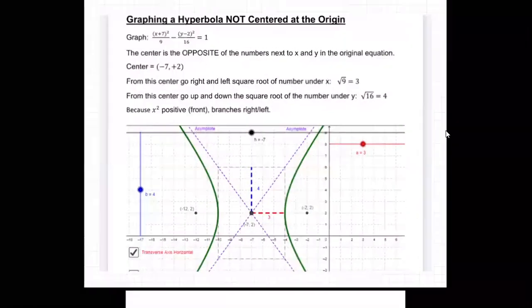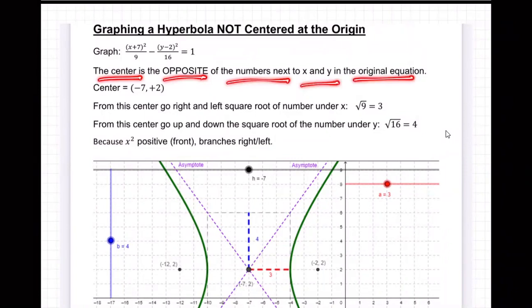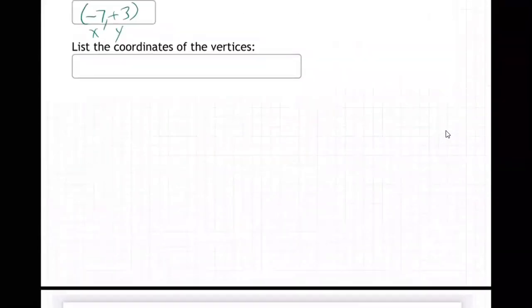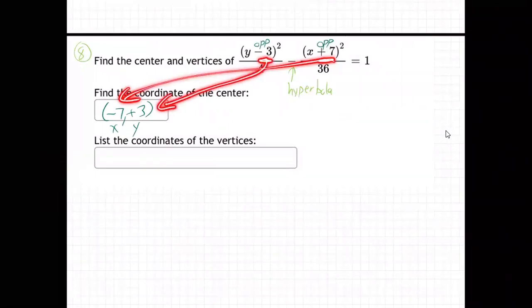Let me show you down here. Graphing a hyperbola not centered at the origin. The center is the opposite of the numbers next to x and y in the original equation. So plus 7 leads to minus 7, minus 2 leads to plus 2. So yeah, it's opposite. We just take the opposite of plus 7, minus 7, opposite of minus 3, plus 3. So there we go. We've got the coordinates of the center. That's the center of this hyperbola.